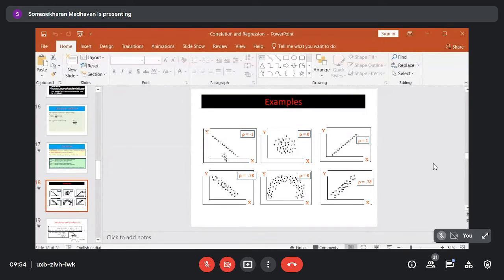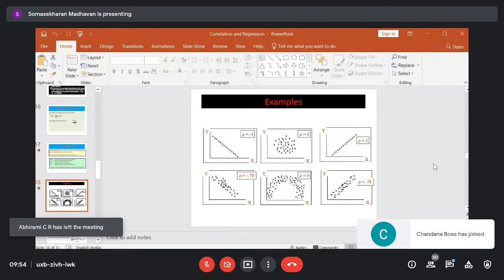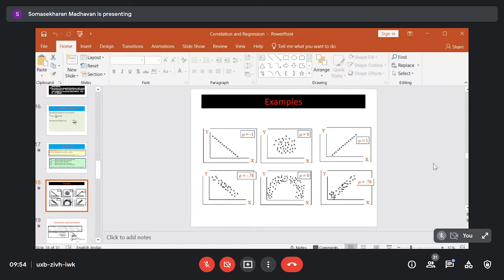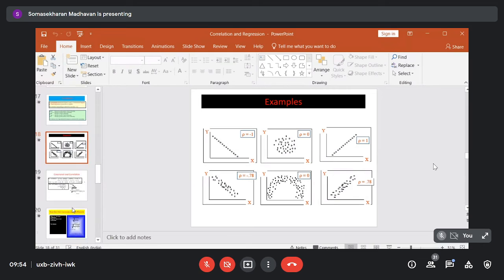So this is the case of rho equal to -1. Here rho equal to 0. This is rho equal to +1. Here you see a value, this is negative, its value is -0.78. Here rho is equal to 0. Here you will get the correlation always gives the perfect linear relationship. Then here rho is equal to 0.78.